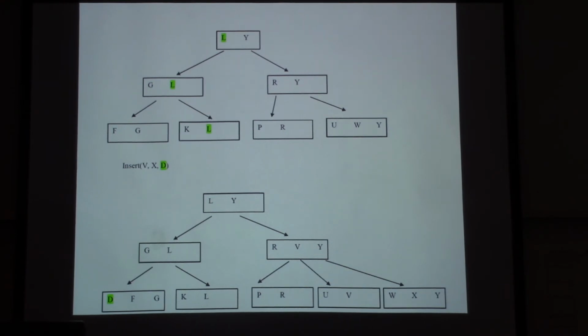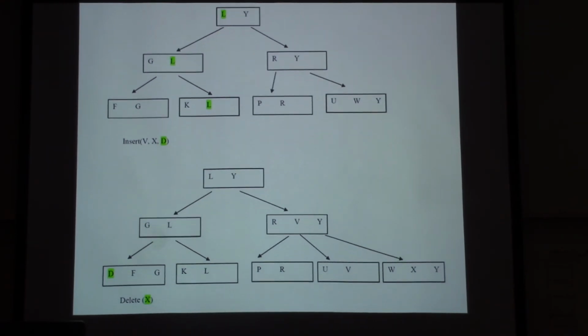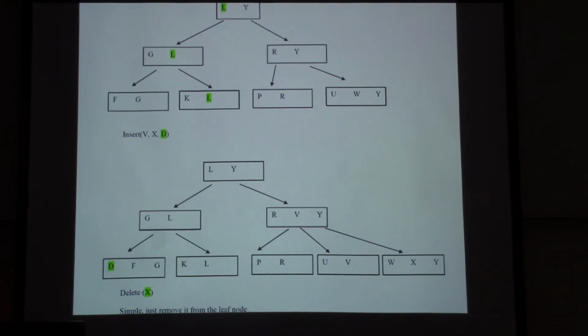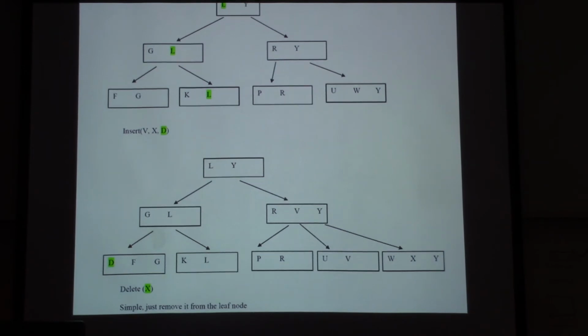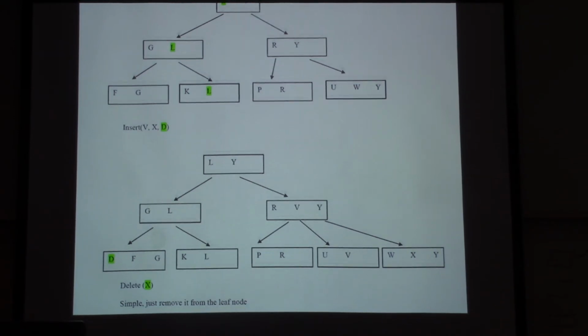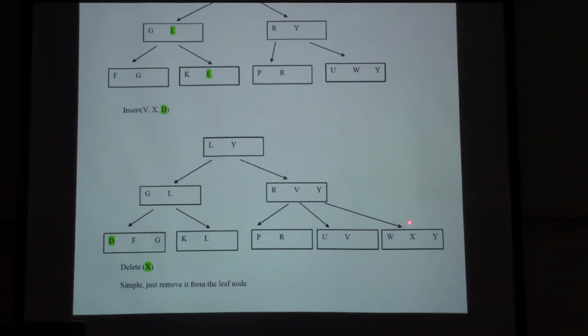So V goes in, and V creates this split here, and then D goes in. D is fine. D goes in, not a problem. So now we have this situation. So now let's say the next thing we want to do is we want to delete some nodes. To delete a node, you try to just delete it and see if that's okay. So if you have to delete X, that's no problem, is it? What if you want to delete Y?